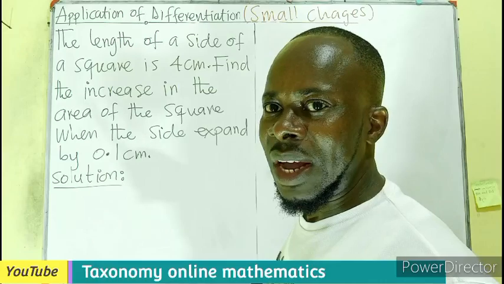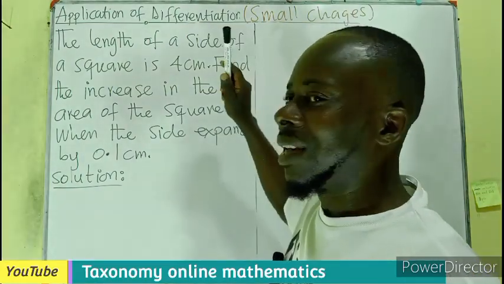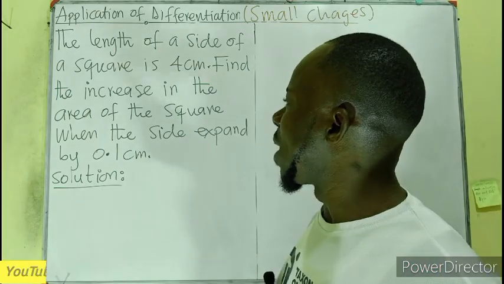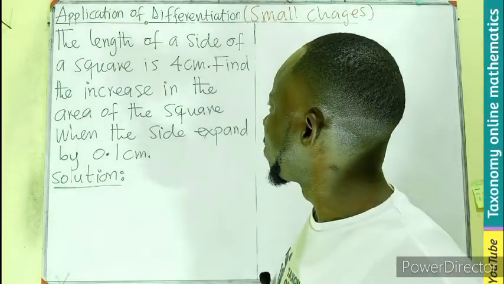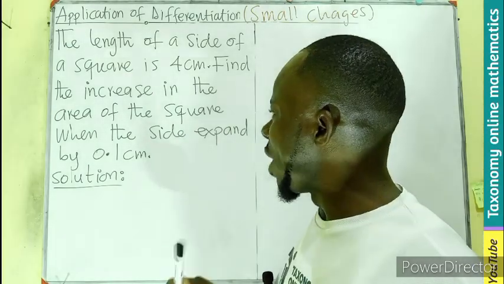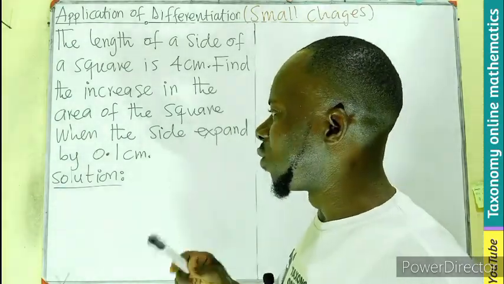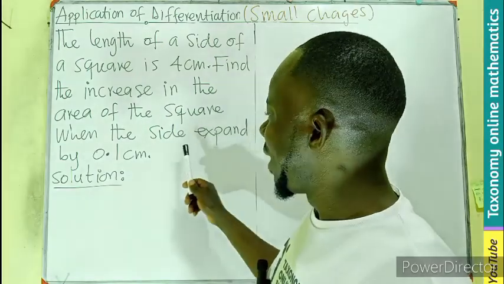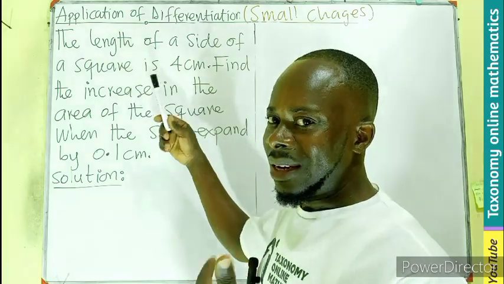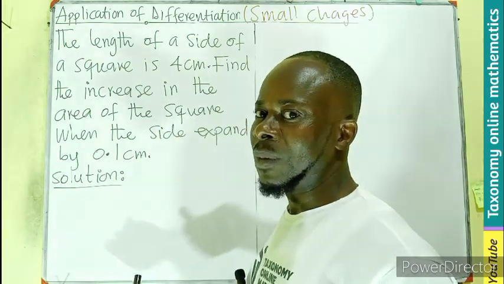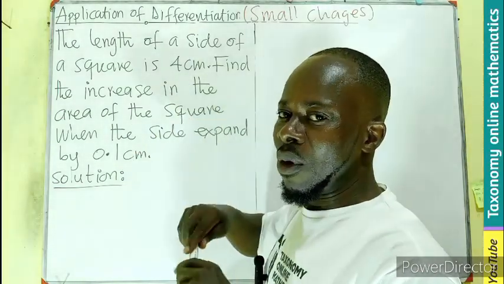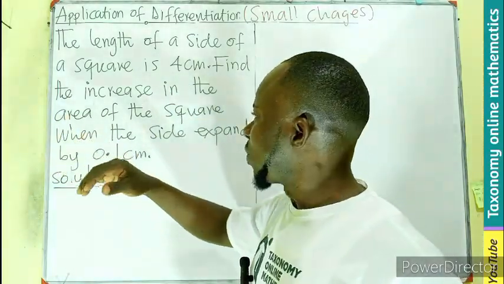Let's look at this question under small change as an application of differentiation. The length of a side of a square is 4 centimeters. We have to find the increase in the area of the square when the side expands by 0.1 centimeter, meaning the increment in the side of the square is going to be 0.1, whilst the length itself is given as this. So we are looking at what is the small change that will happen in the area.